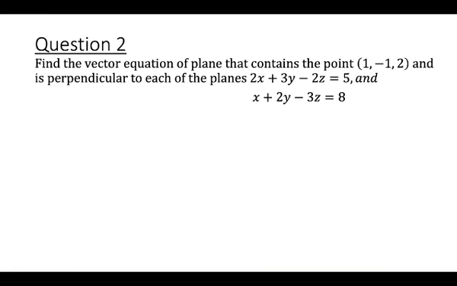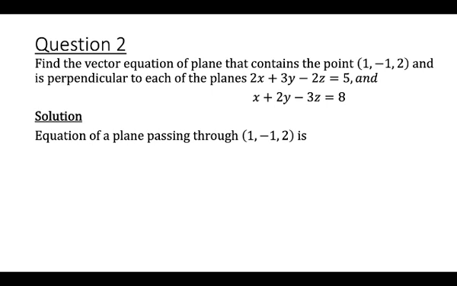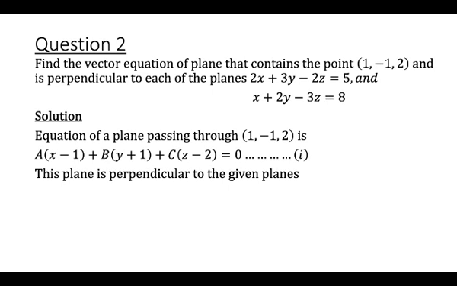Question number 2. Find vector equation of plane that contains the point (1, -1, 2) and is perpendicular to each of the planes 2x plus 3y minus 2z equal to 5 and x plus 2y minus 3z equal to 8. We know equation of a plane passing through a point, and here point is (1, -1, 2). So equation is a into (x minus 1) plus b into (y plus 1) plus c into (z minus 2) equal to 0, and this is our equation number 1.